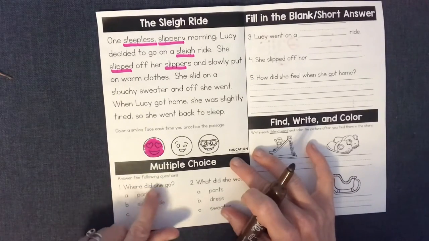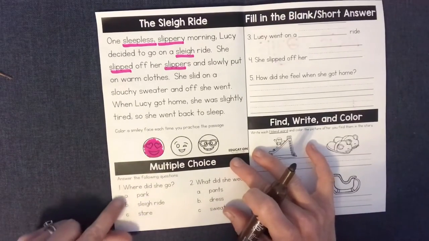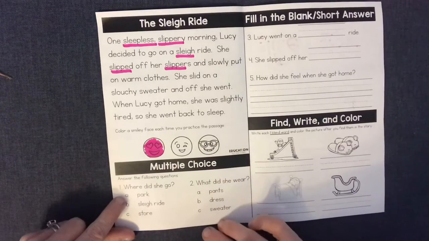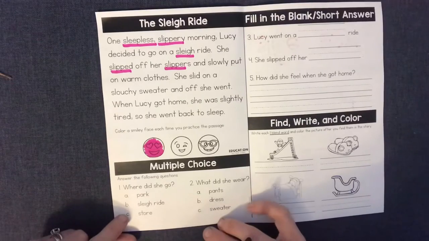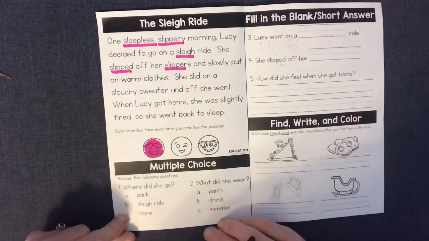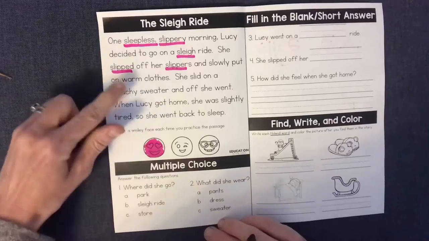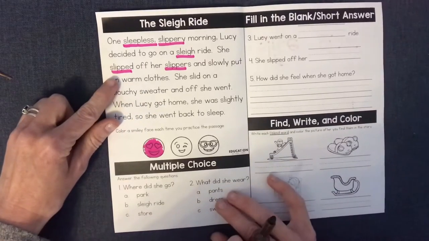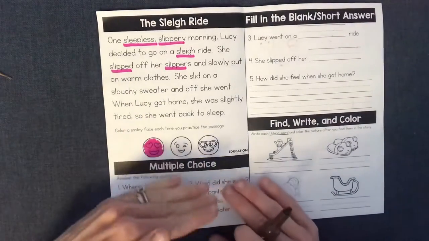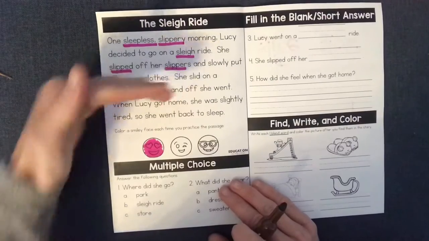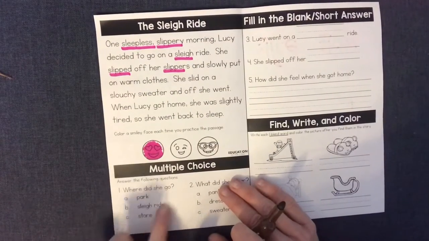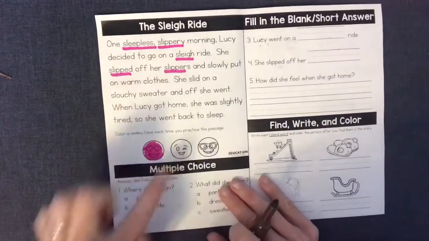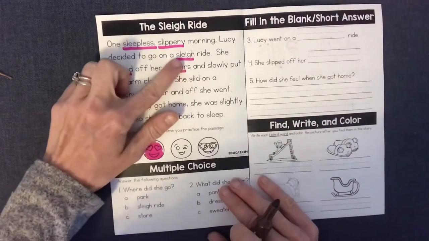So where did she go? Did she go to the park? Did she go on a sleigh ride? Or did she go to the store? What do you remember hearing as I read it to you? Now, if you can't remember, you can always go back to the text. What I want to make sure that you do every single time you answer a multiple choice question or a fill in the blank is find it in the text for proof.